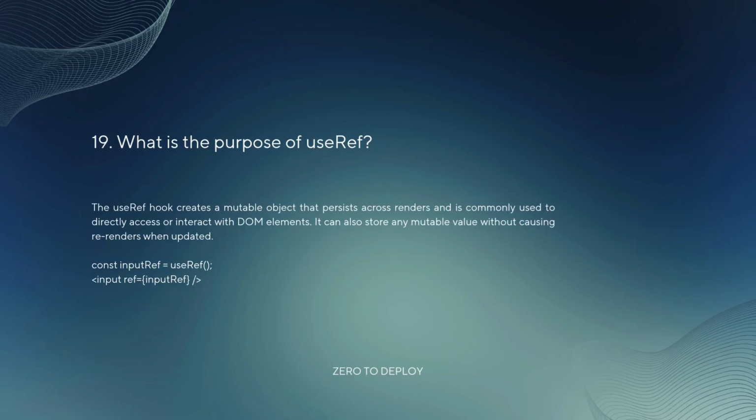What is the purpose of useRef? The useRef hook creates a mutable object that persists across renders and is commonly used to directly access or interact with DOM elements. It can also store any mutable value without causing re-renders when updated.